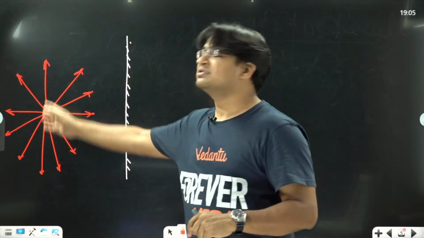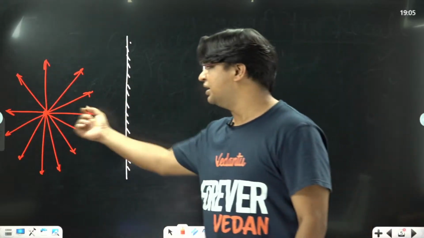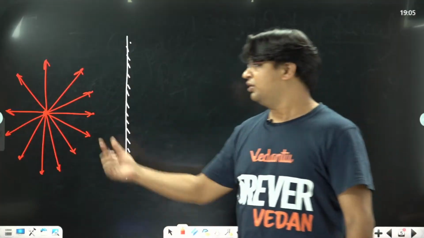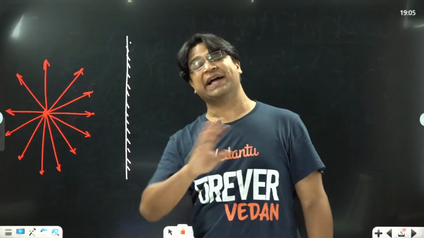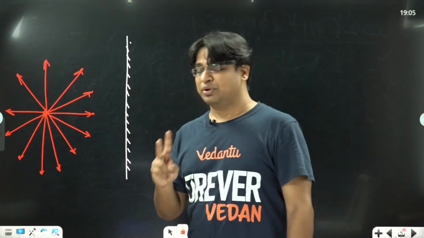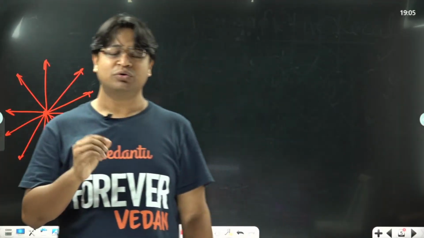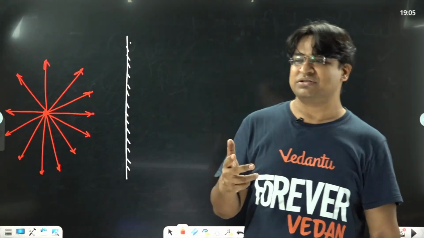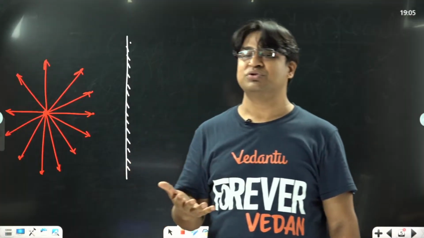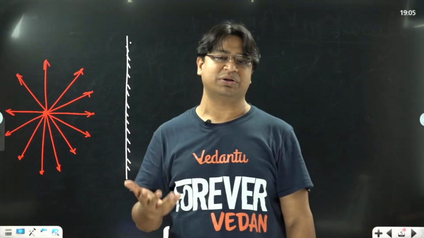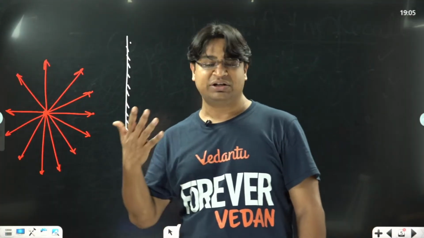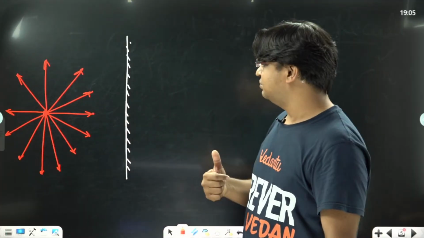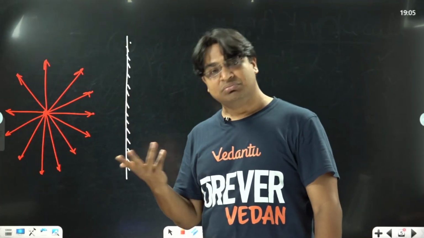So out of these infinite rays that are coming out of the point object, or you can say a point source of light, let us choose any 2. If I have to trace any 2 rays, I would want to choose the most convenient ones. What do you think, guys?